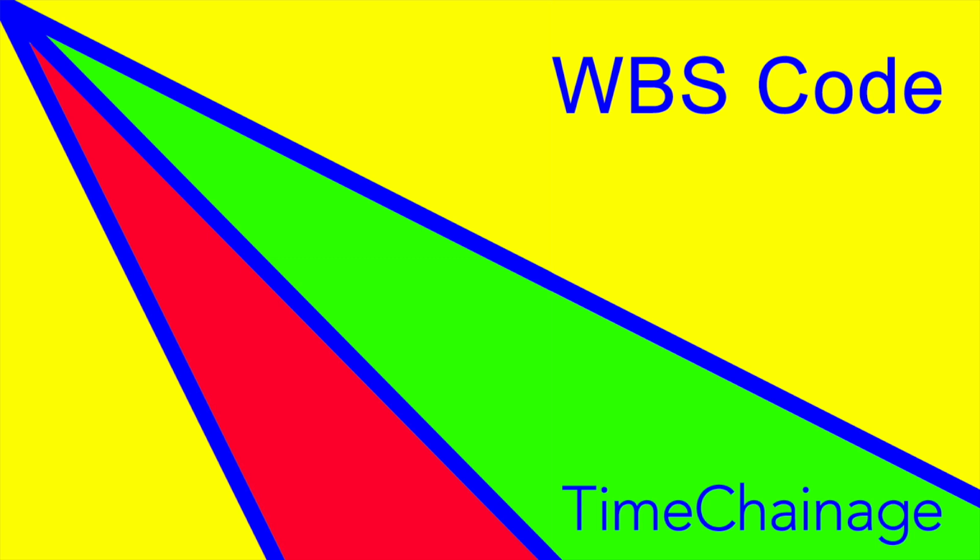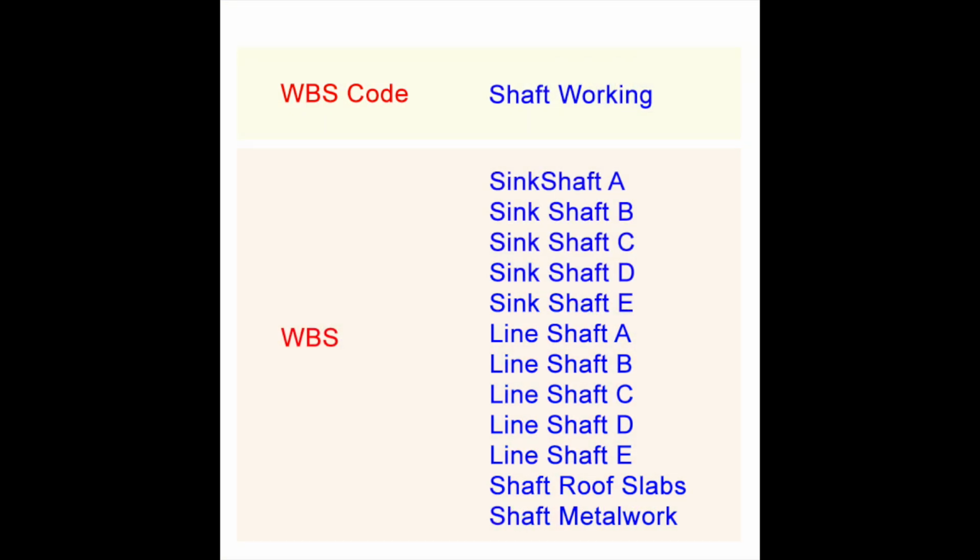In this short video we will look at a TimeChainage feature that can be handy if you have a large work breakdown structure, and that is the Work Breakdown Structure Code, or WBS Code for short. The WBS Code allows you to group a number of WBS values into a single WBS code value. This effectively gives you two levels of WBS. The WBS code is most useful on complex projects with a large work breakdown structure.